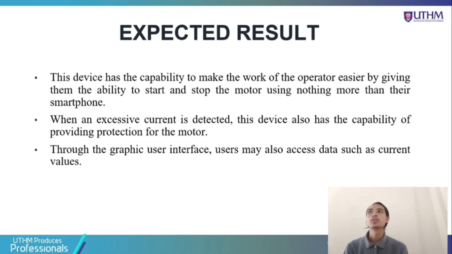So this device will allow the operator to turn off or turn on the motor by using their smartphone. They only need a Wi-Fi connection, and this device also has a protection device for the motor. And the last one is that the user can monitor the data or measured value of current using the graphic user interface.